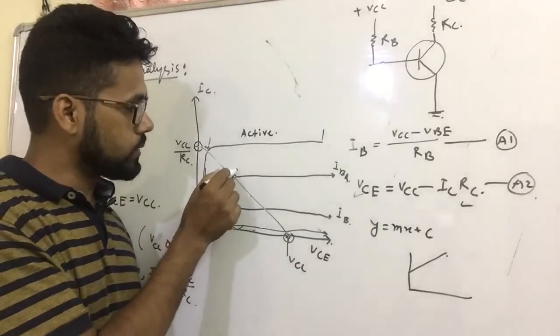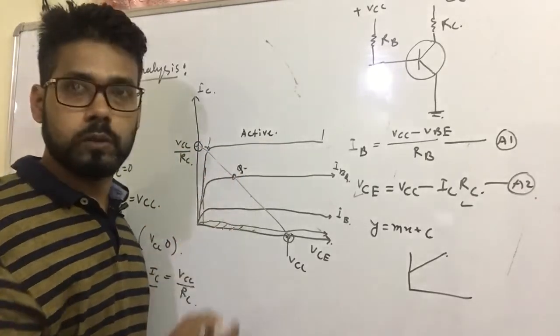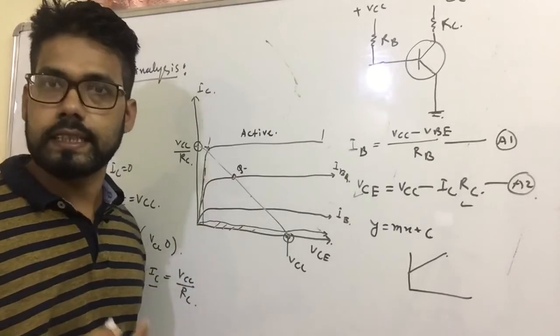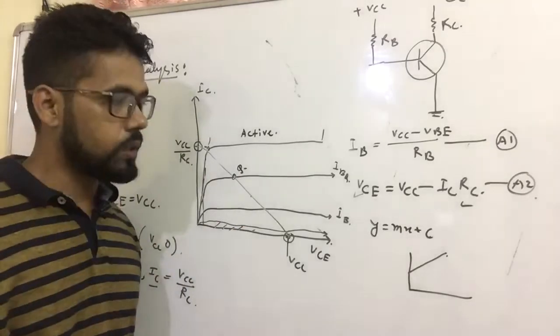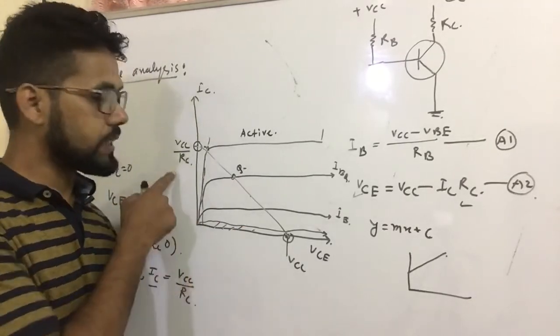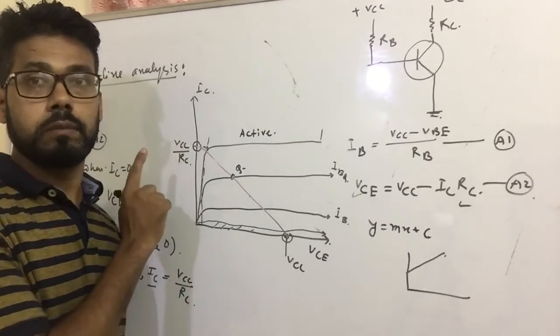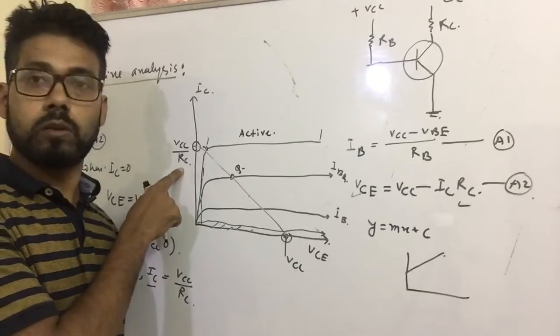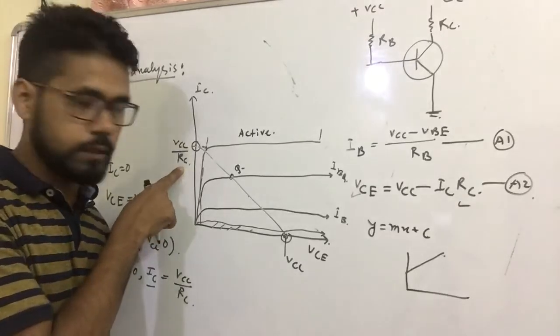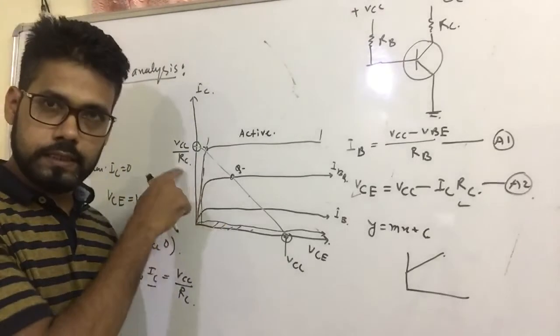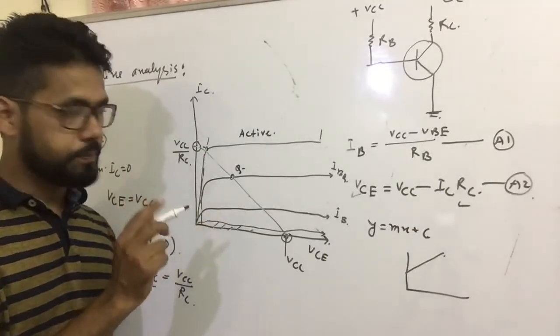Now this point is the Q point. Q point means quiescent. Quiescent means silent point, inactive point. So in order to use the transistor, this is the maximum achievable current, that is VCC divided by RC. And RC is the load resistance. If we increase the RC value, the load line will decrease toward the downside.